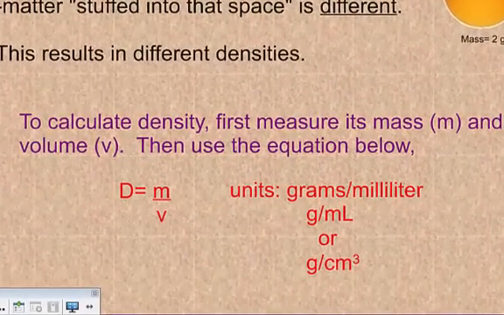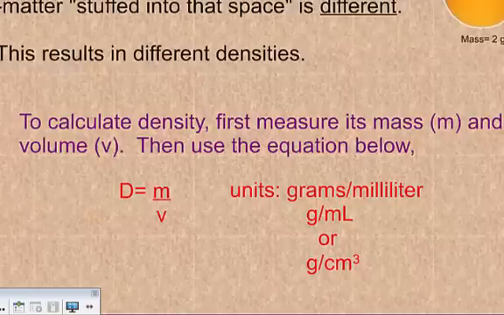And to calculate density, you need to know a couple things. First, you want to measure the mass, and mass is represented with an M and volume is represented with a V. So it's D equals M over V, and the units are grams per milliliter. That's generally what you're going to get.